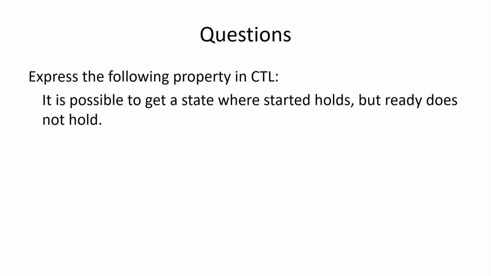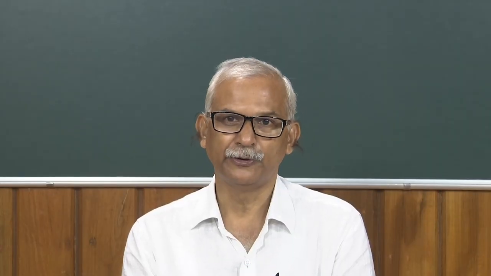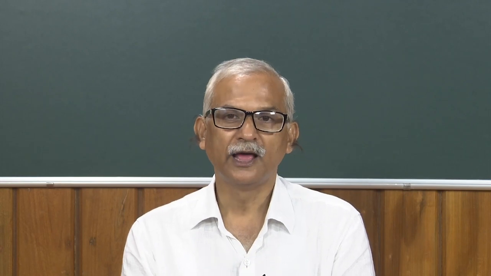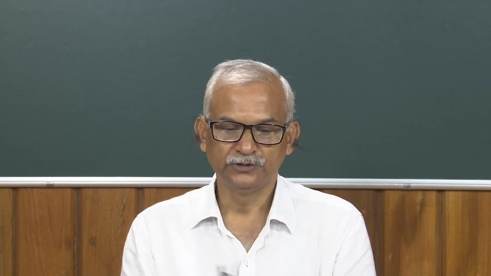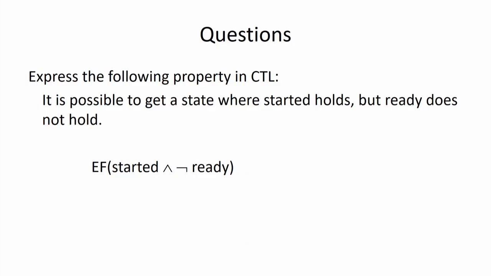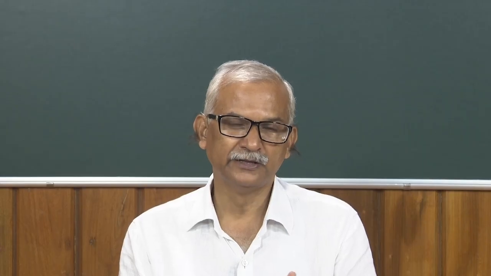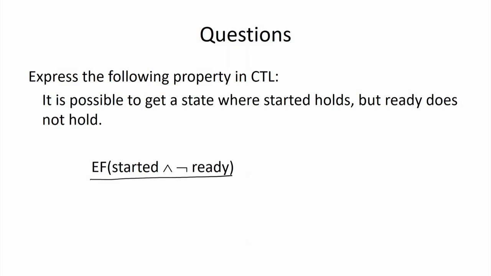When we reason about such properties, we have to express them with a formal notation. So, here we are talking about CTL. We will see how CTL is used to express this particular property. Started holds, but ready does not hold. So, started and not ready. Is it possible to get such a state? That means, in the system whether we are going to get such a situation. So, there exists a path in future, where started and not ready is going to happen. Okay. So, this is the CTL representation of this particular property: is it possible to get a state where started holds, but ready does not hold?